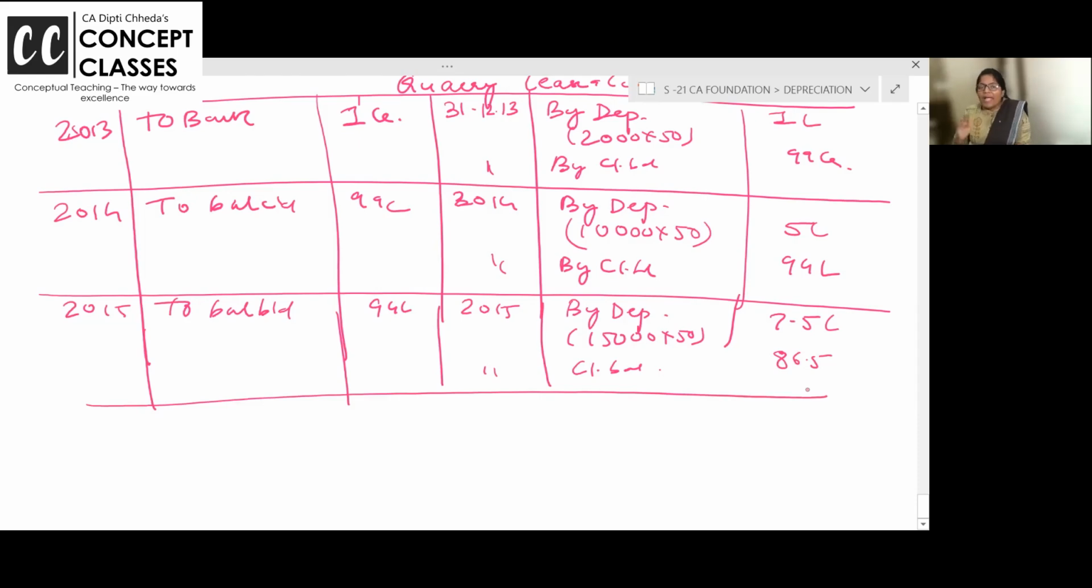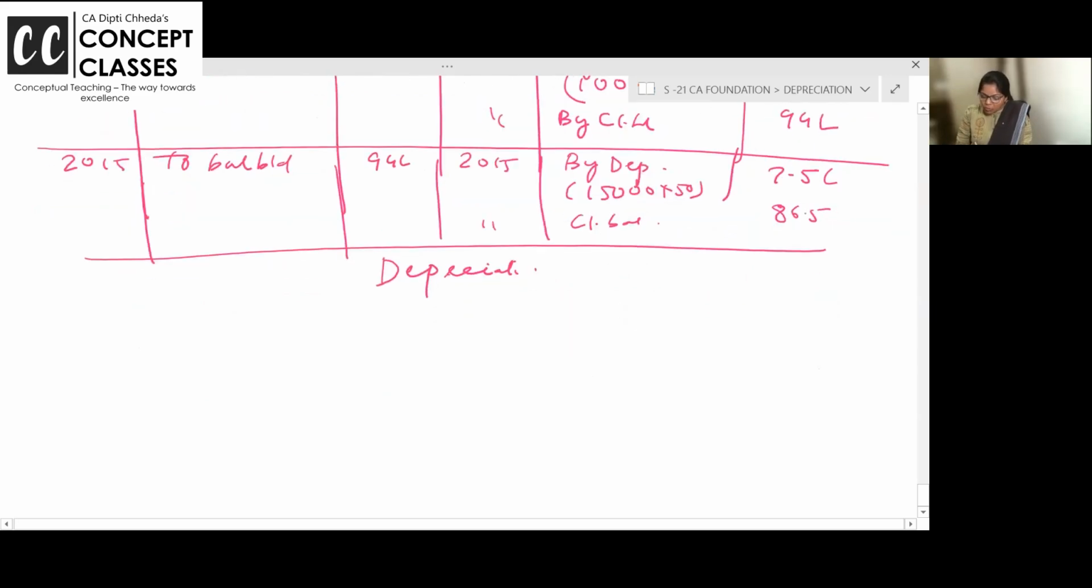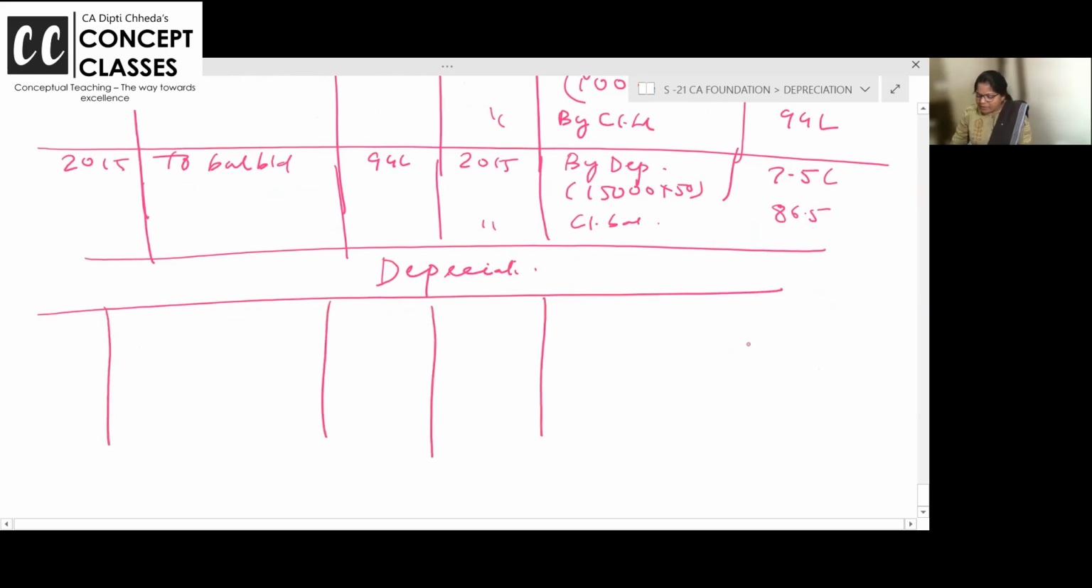I told you SLM and WDV will take time. In WDV, take 2-3 machines. Now this is very simple. This time I will show you again how to prepare the depreciation account also. One line ledger you have to prepare. Date, particulars, amount, date, particulars, amount. 2013: depreciation account debit to quarry account 1 lakh, and on the same day transfer it to P&L account.